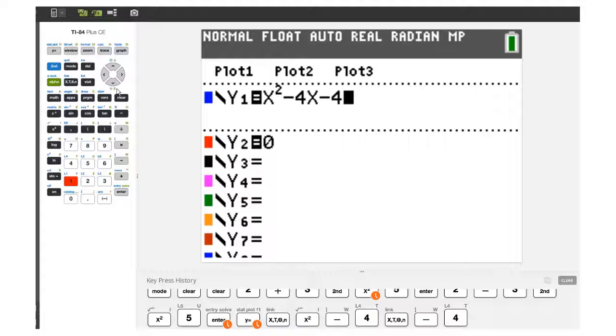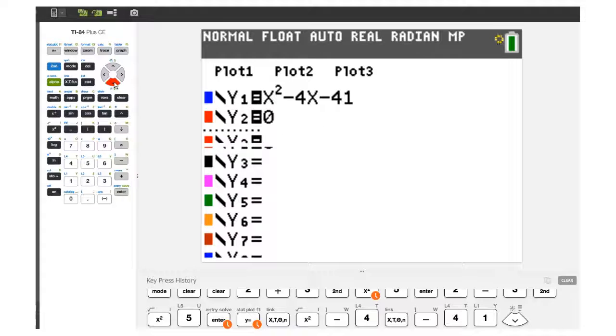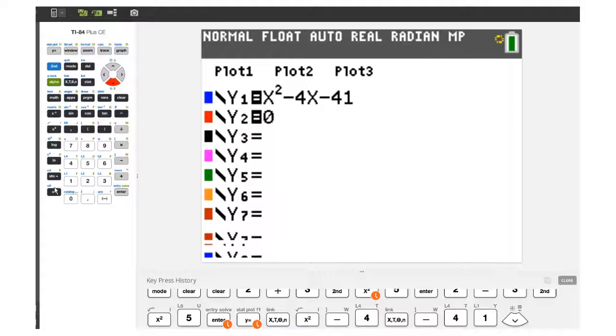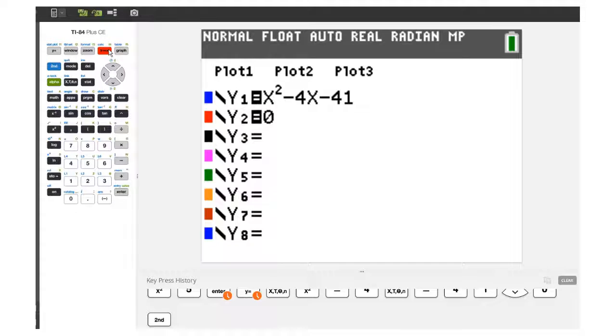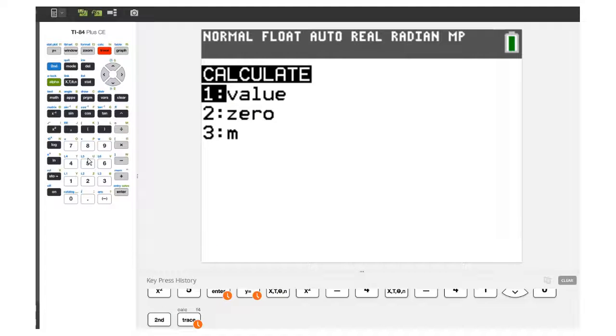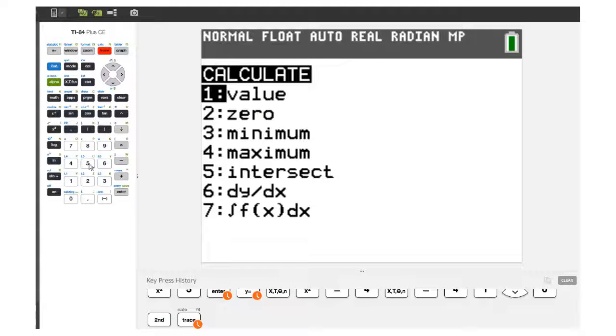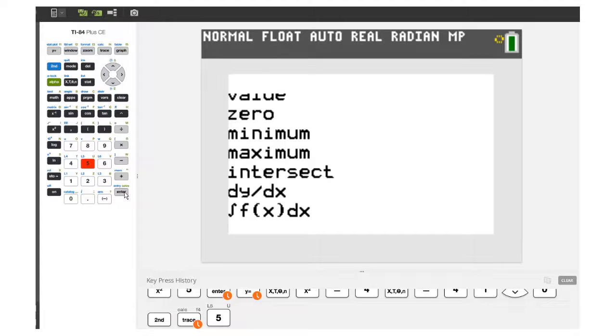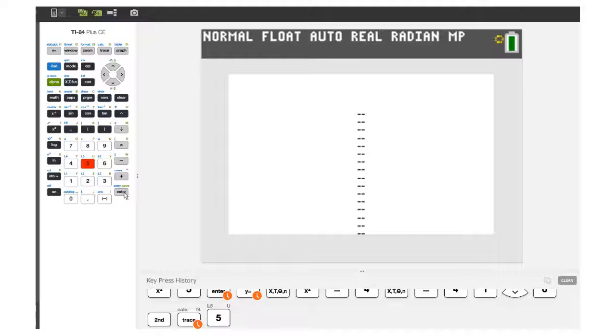And in y2, I'm going to put 0 to find the x-intercept, or where the parabola intersects the x-axis. So I'm going to hit the second button, the trace button, and I'm going to go to number 5 where it says intersect. And then I'm going to hit enter.